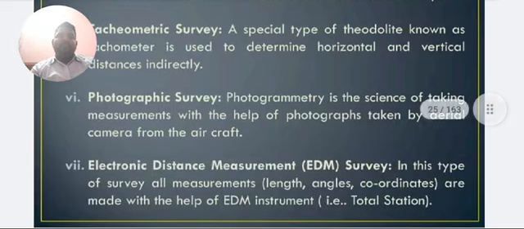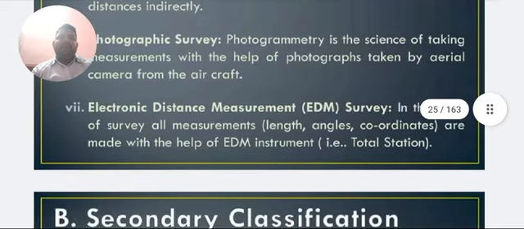Next one, photographic survey. Photogrammetry is the science of taking measurements with the help of photographs taken by an aerial camera from an aircraft. Next one is EDM, that is electronic distance measurement.